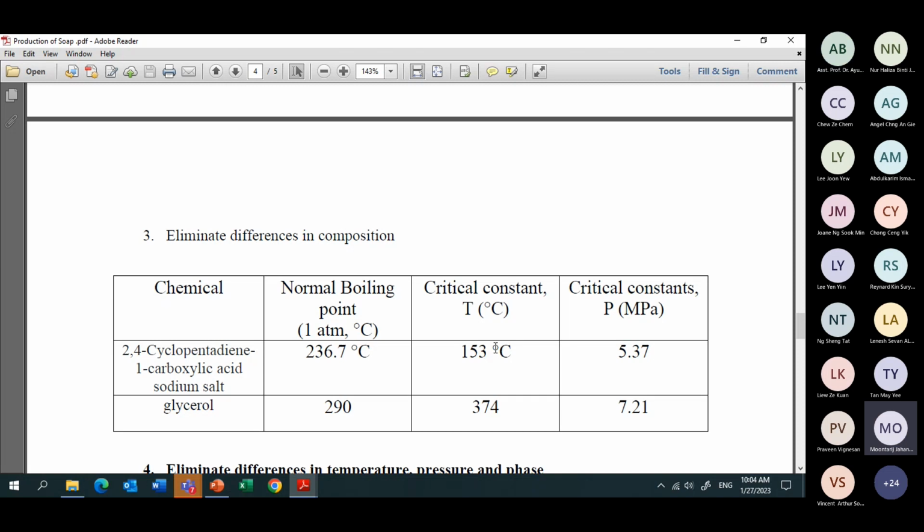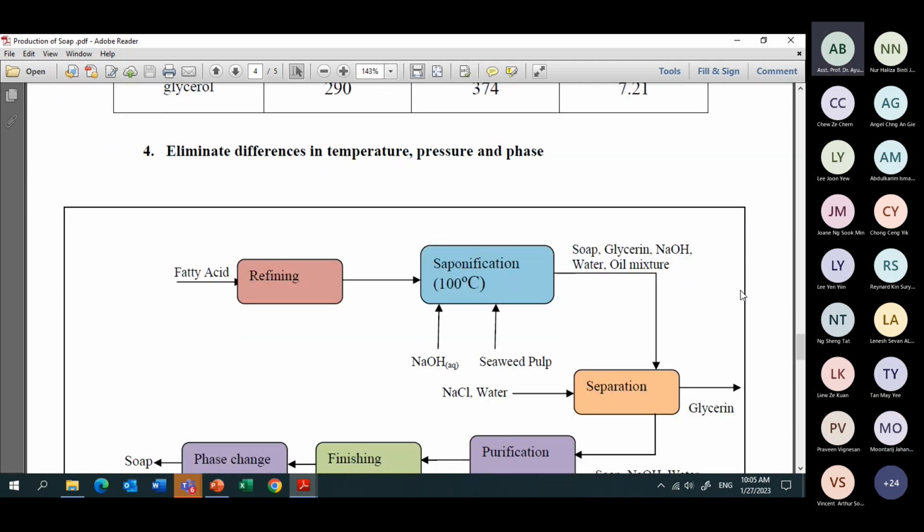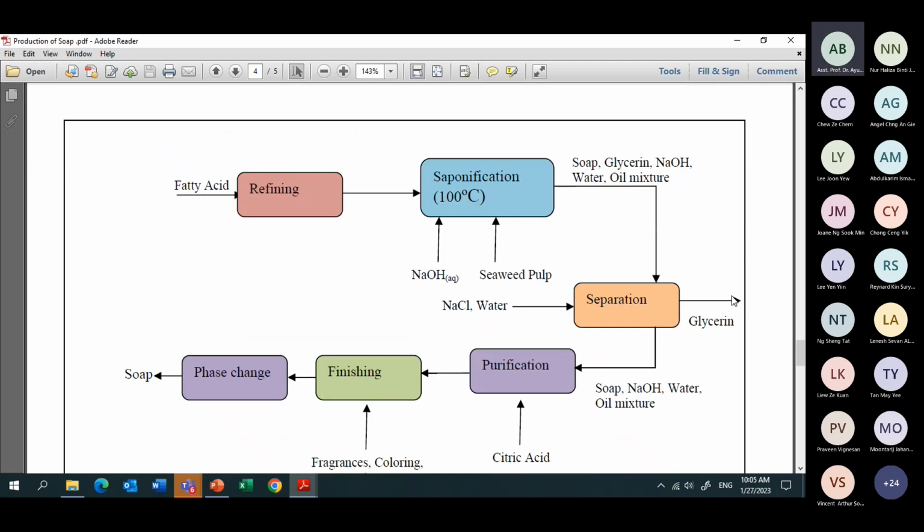For separation unit, we can use distillation column. Okay, you can use distillation column, but you might need to look into the differences in the boiling point, not a big difference. Perhaps you can propose at different pressure. Okay, now we look at the TP phase.